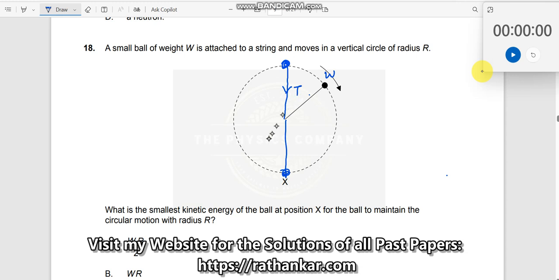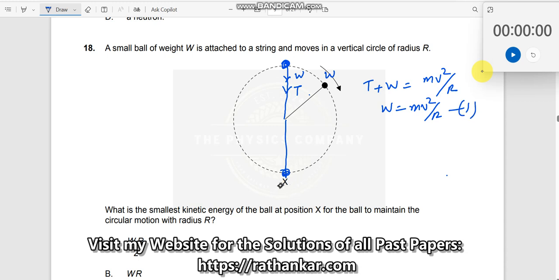So tension acts over here. Then your weight acts over here. So you can write tension plus weight is equal to mv square by r. And when you say the least kinetic energy, the least value of tension can be 0. Because if this has to be minimized, then definitely this has to be 0. So W should be equal to mv square by r. Call this equation number 1.